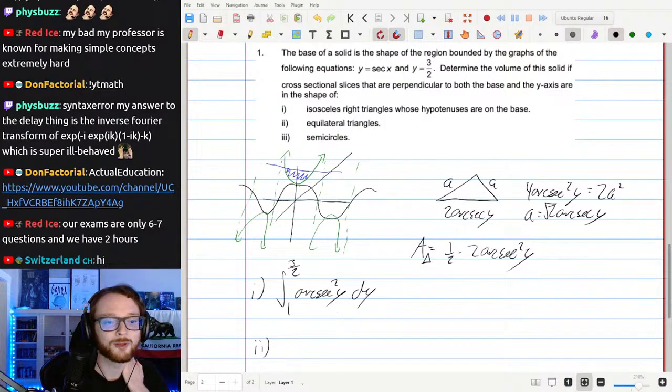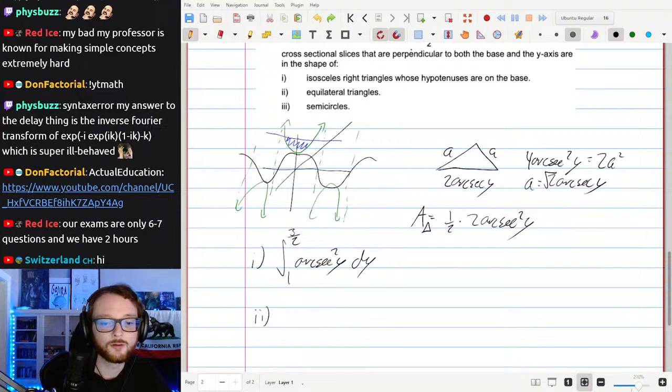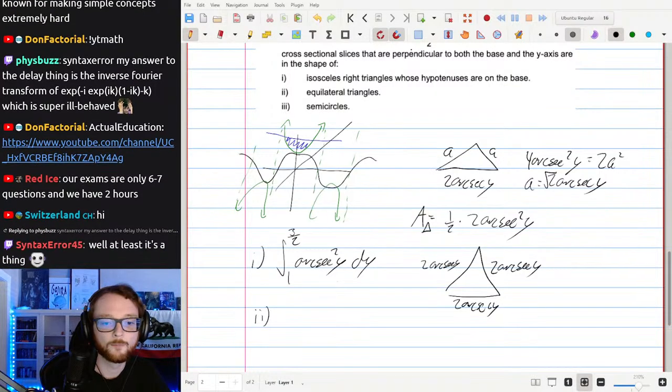For part 2 with equilateral triangles, we can reuse some of our work from here. Because we already know the base is 2 arcsecant y, that means the other 2 sides are exactly the same. And in an equilateral triangle, all these angles are 60 degrees. So we can cut this in half like that to get the area.